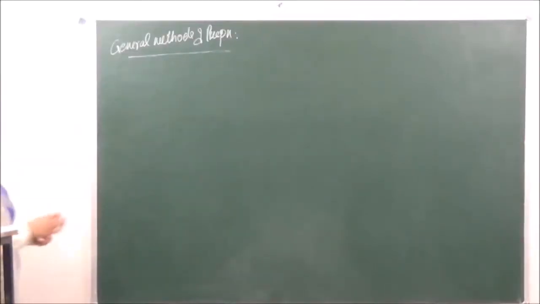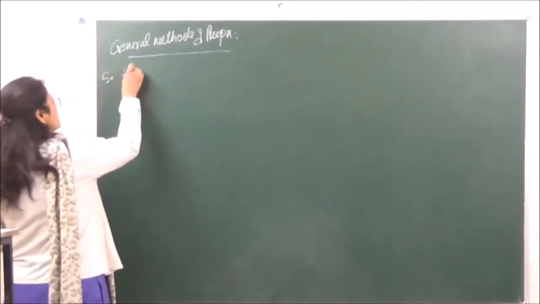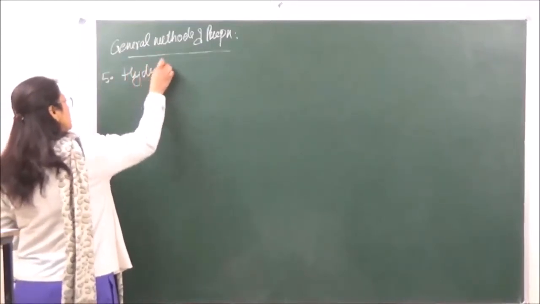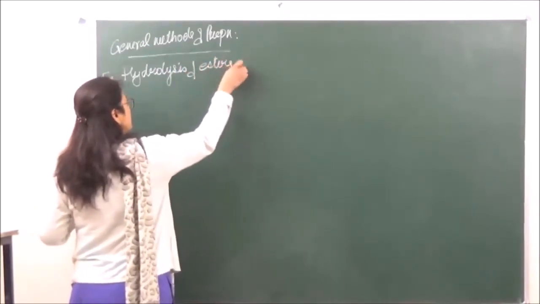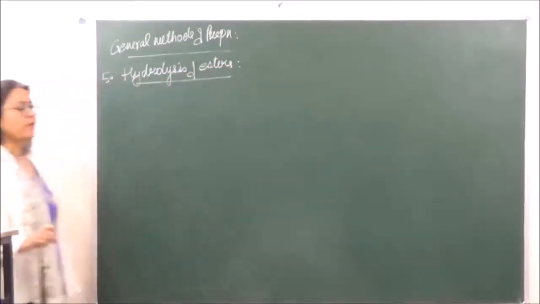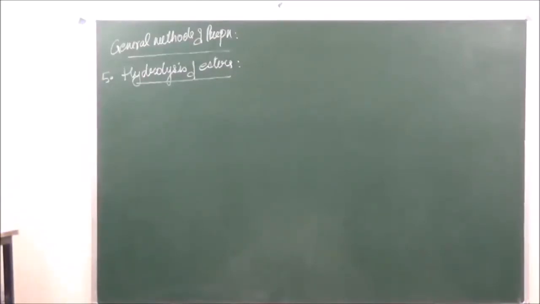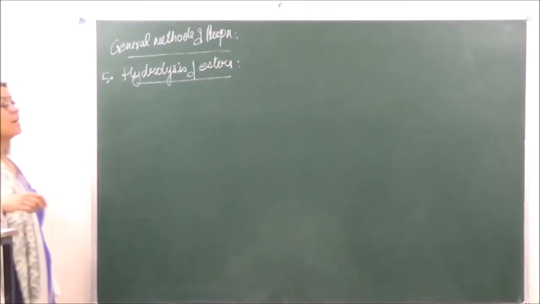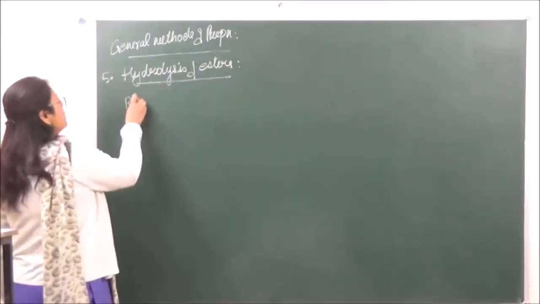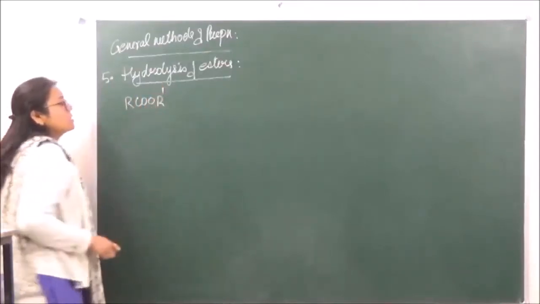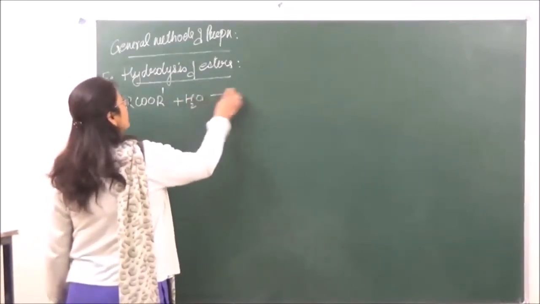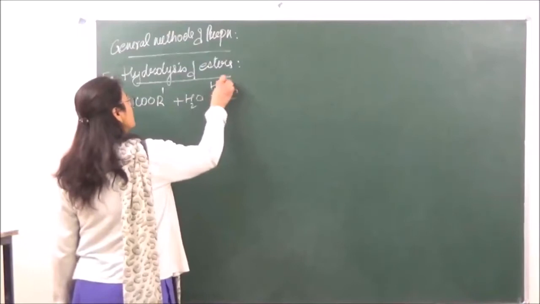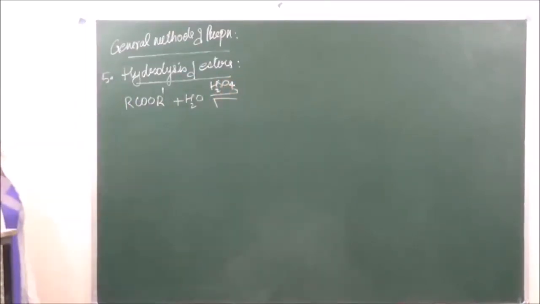Okay, so we have over here the fifth method of preparation, which is hydrolysis of esters. Hydrolysis of esters, we are going to do the acid hydrolysis over here. So it is going to give us a mixture of alcohols and acids. For example, if we take a general reaction, this is RCOOR, which is the ester, plus water in presence of H2SO4, acid hydrolysis which we are doing.